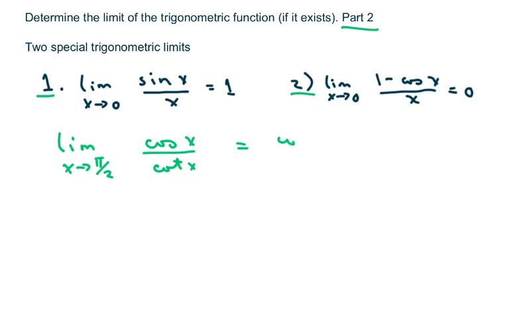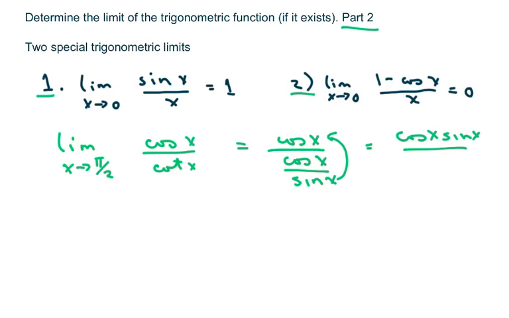That can be written as cosine of x over cosine of x over sine of x. And bring this up front. This is going to be cosine x sine x over cosine x. So we just get sine of x. So we're going to do the limit as x approaches pi over 2 of sine of x, and that equals sine of pi over 2, and sine of pi over 2 equals 1.